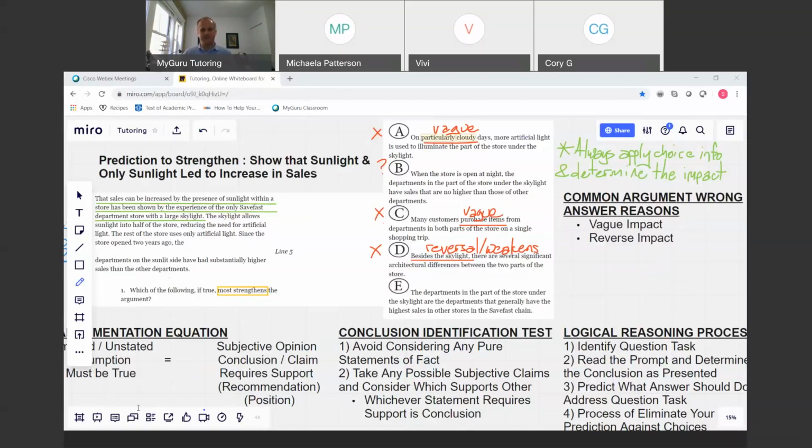So just to everybody, if choice E is accepted as true, which is the cause? Is it the choice of department or is it the sunlight and the skylight that's causing the increase in sales?